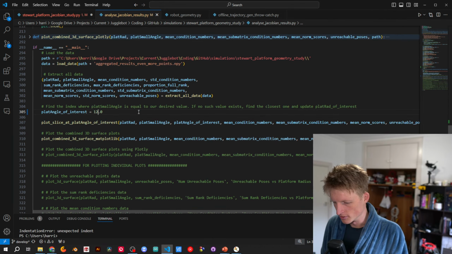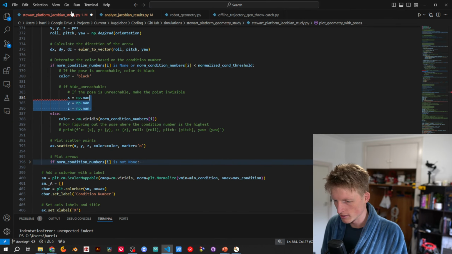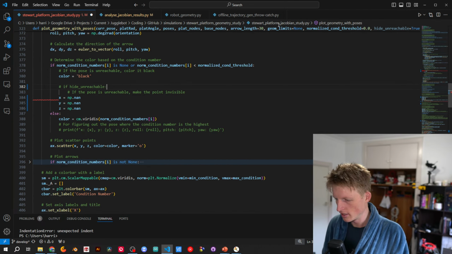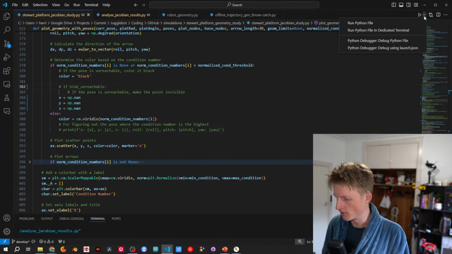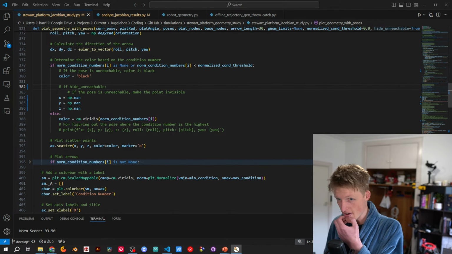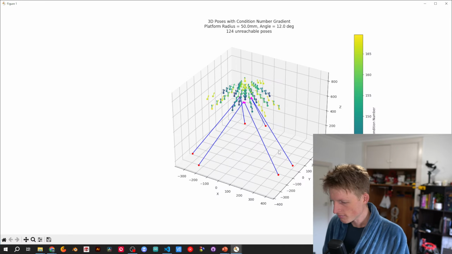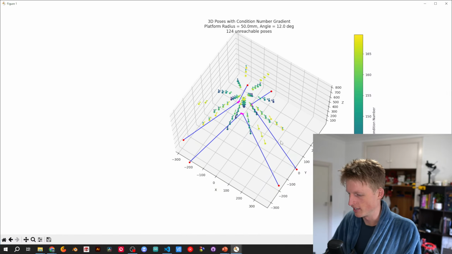So this is why I don't want to do programming live. I'm definitely not at the confidence level for that yet. But eventually we get there. And we can see these are our poses that we can actually access.